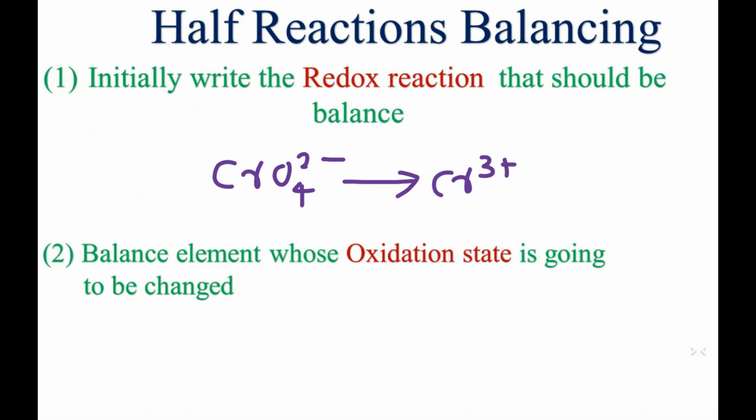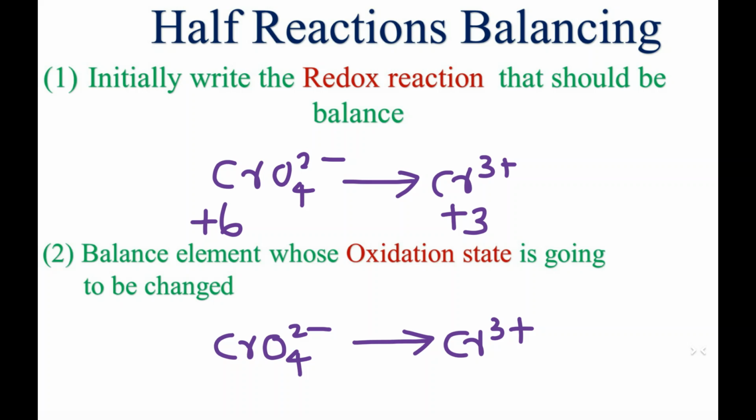In this reaction we have to balance CrO4 minus becoming Cr3+. We need to balance this half reaction. You can see in both sides chromium is balanced. There is 1 chromium atom and chromium is going to change its oxidation state from +6 to +3. So now you can see chromium does not need to be balanced. We have to balance oxygen and hydrogen and the charge of this half reaction.